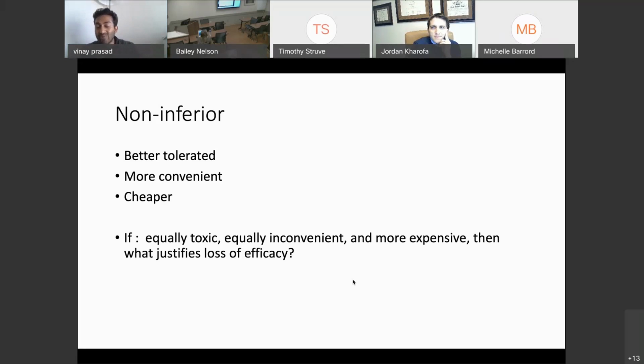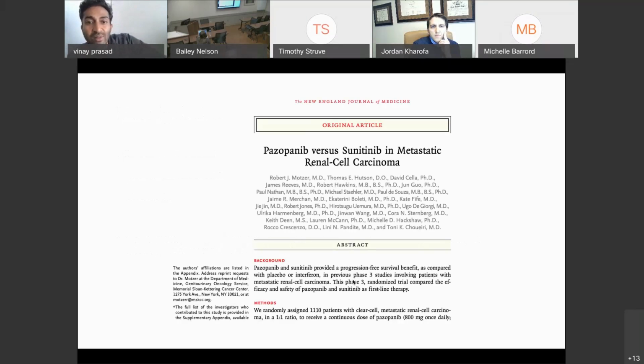So if there's a therapy that is equally toxic, equally inconvenient, and equally expensive, then you shouldn't even run an NI trial because nothing justifies the loss of efficacy. And that's my point. The only way to show it's not 1 bit worse is a superiority study. So let's just have one example. This is pazopanib versus sunitinib, randomized controlled trial of 11,000 people, non-inferiority study.